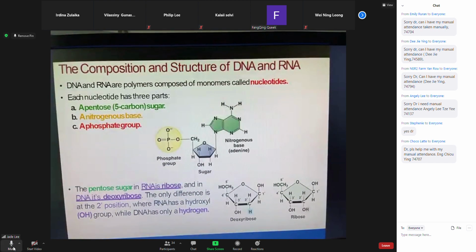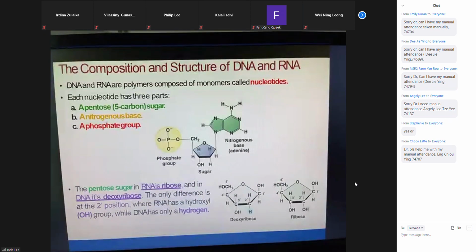Okay, nitrogenous base. Phosphate group. So it's very important for you to know this. The only difference between RNA and DNA is at carbon 2, whereby RNA has a hydroxyl group and DNA has hydrogen. Is that clear? Yes, doctor.